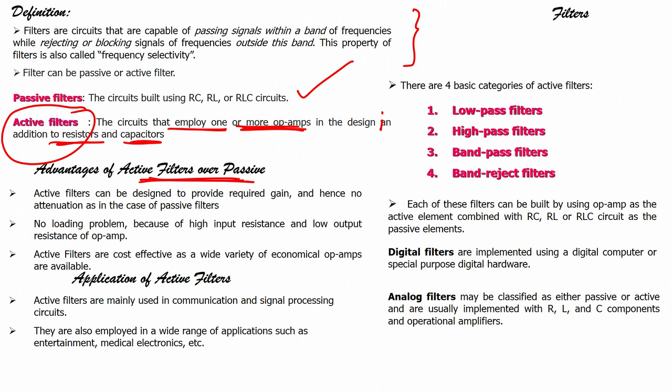The first advantage is that active filters can be designed to provide the required gain. We can change the gain in active filters, hence no attenuation as in the case of passive filters. If we use passive filters, there will be attenuation and there will be loss. So, we can use the active filter and provide the gain, that is advantage number 1.